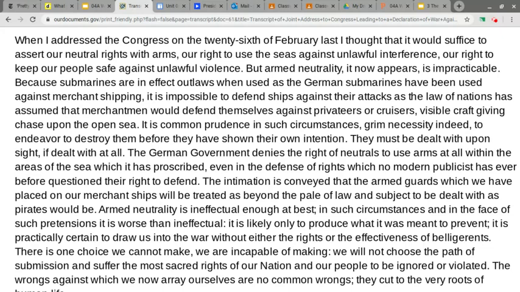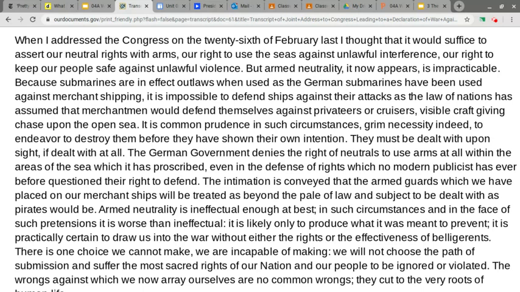Armed neutrality is ineffectual enough at best. In such circumstances, and in the face of such pretenses, it is worse than ineffectual. It is not likely only to produce what it was meant to prevent, it is practically certain to draw us into the war without either the rights or the effectiveness of belligerents.